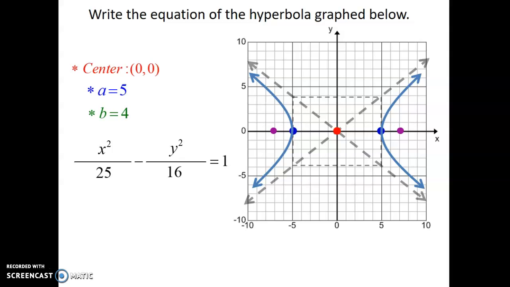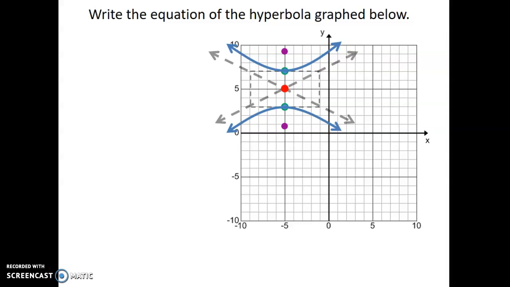All right, so hopefully we're back. We tried out the two graphs to make the equations, and we're ready to see how you did. Okay, so this one, your center point is going to be -5, 5. Your a value going up and down is 2. Your b value going left and right is 4.